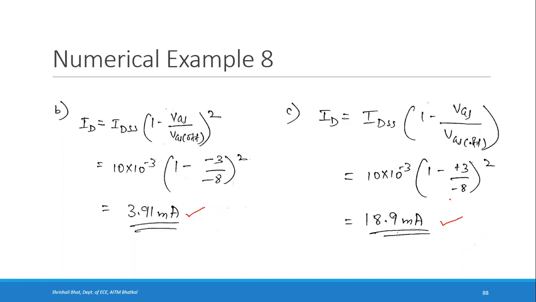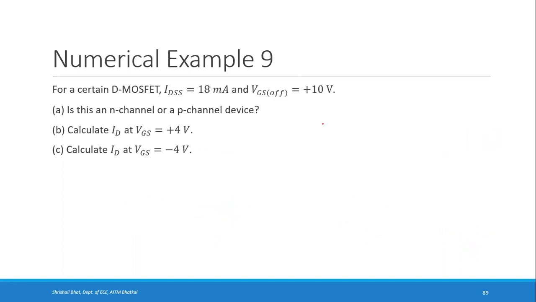There is a similar question. The values are different here, but it is a very similar question. For a certain DMOSFET, IDSS is 18 milliamps and VGS off is +10 volts. It is asked the same thing: is this an N channel or a P channel device? Then it is also asked to calculate ID for two different values of VGS. First, VGS is +4, then VGS is -4.